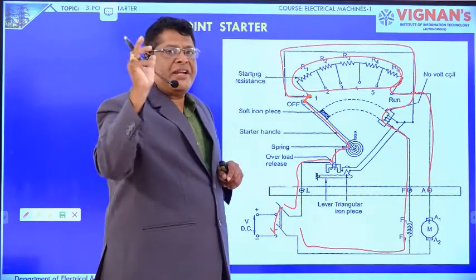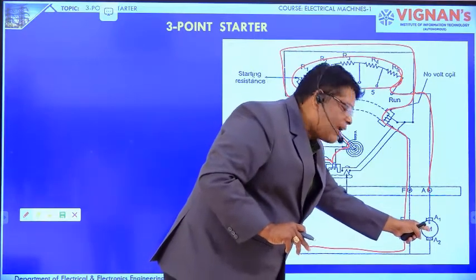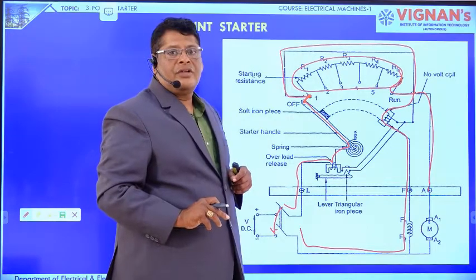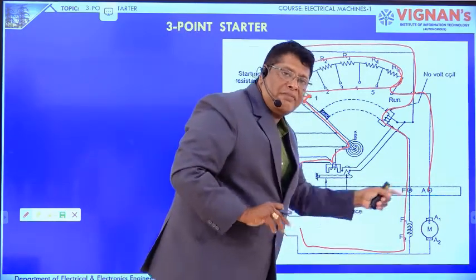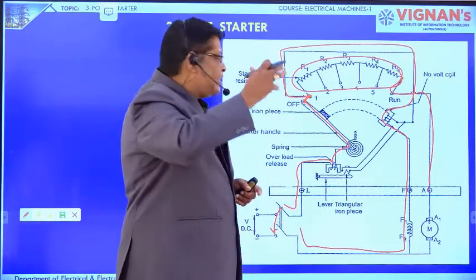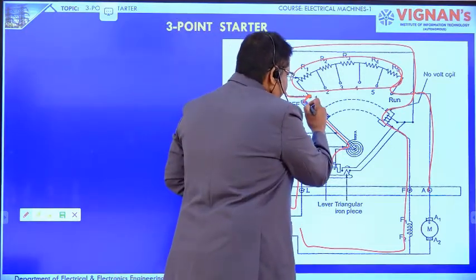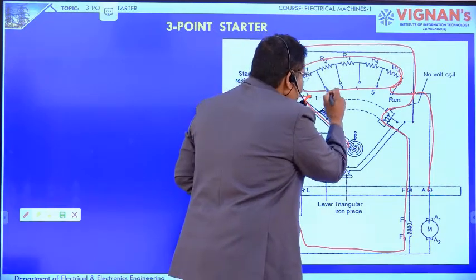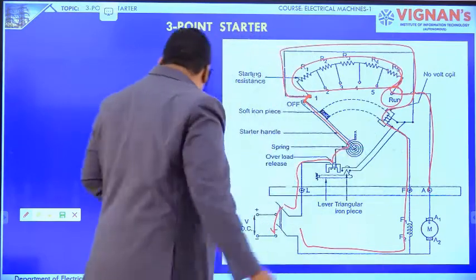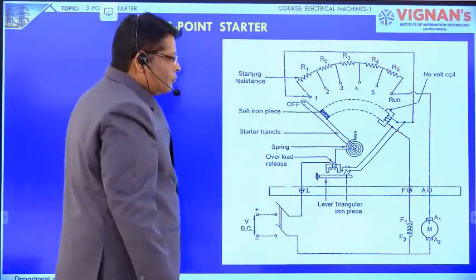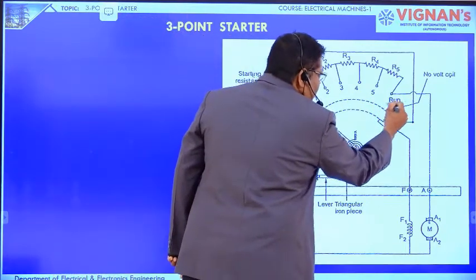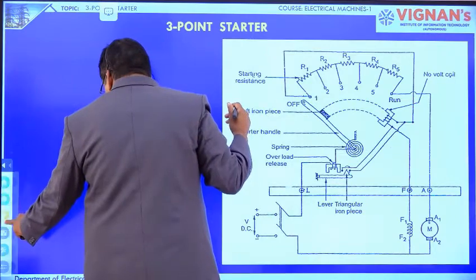Once it starts running, the back EMF is developed in a DC motor. Once the back EMF is developed, the motor will be running. Once the speed of the motor increases, slowly move this handle to position 2, 3, 4, 5, and finally to this position. As the speed increases, finally you have to move this handle to this last position.